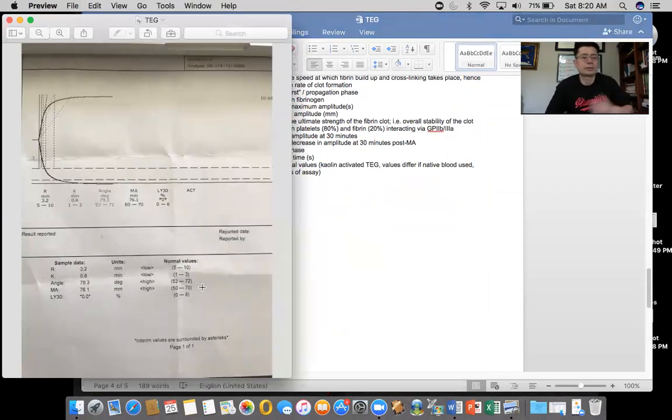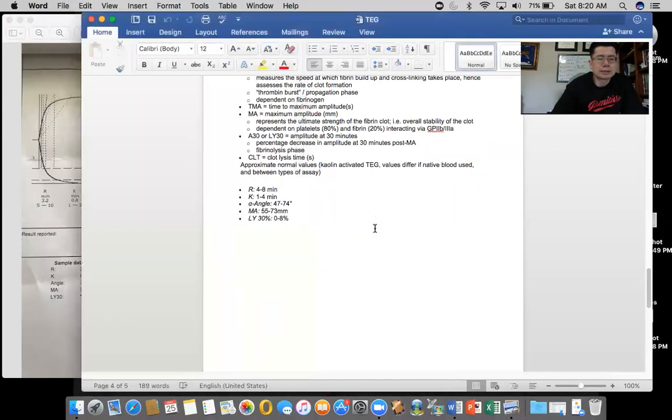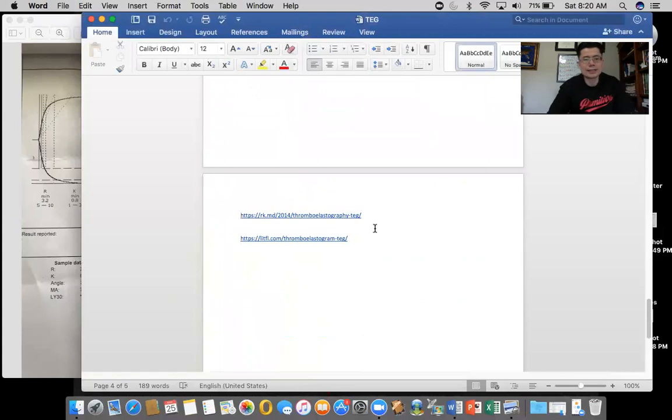So your facility might be different. It actually says low, high, low, high. So this is the actual TEG that I got back on this patient. I would say leave this alone. Like I said, I'm not an expert, but that's my opinion. All right, that's it. That's my video on TEG. Let me stop sharing for a second.